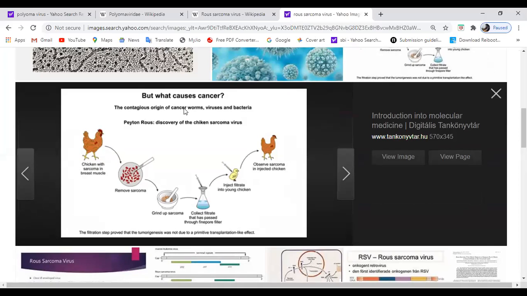So the experiment Peyton Rous was doing was infecting some chickens with this particular Rous sarcoma virus. Rous discovered this virus infecting the chickens, and the cells were showing uncontrolled proliferation. This uncontrolled proliferation comes from the tyrosine kinase activity of this particular virus.